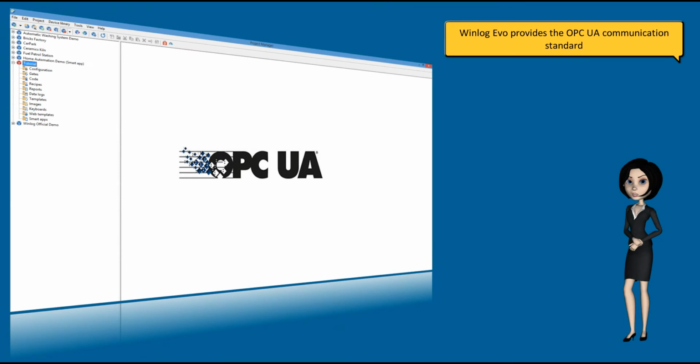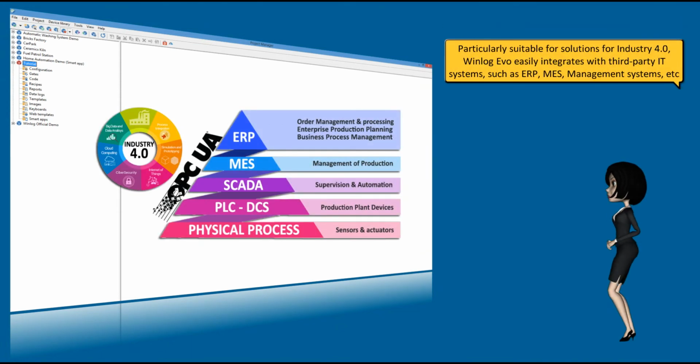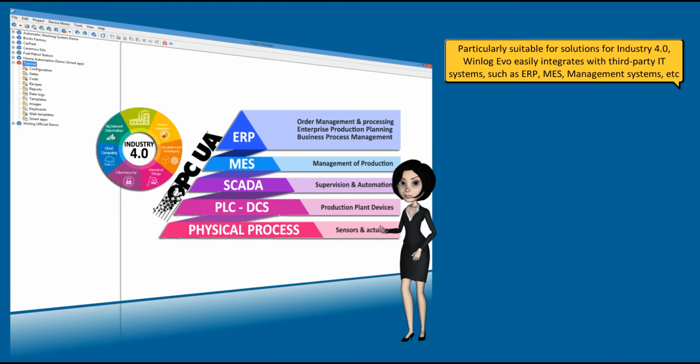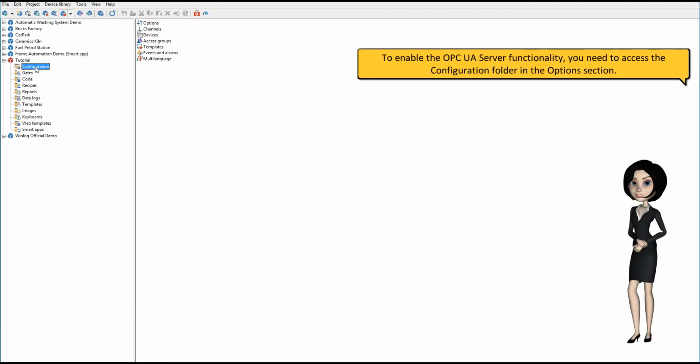Winlog Evo provides the OPC-UA communication standard. In addition to the availability of the client, Winlog integrates the OPC-UA Server functionality. Particularly suitable for Industry 4.0 solutions, Winlog Evo easily integrates with third-party IT systems, such as ERP, MES, management systems, etc. To enable the OPC-UA Server functionality, you need to access the Configuration folder, in the Options section.